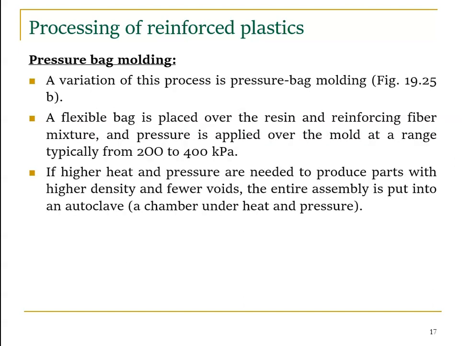The second type is pressure bag molding. The variation of this process is pressure bag molding, where a flexible bag is placed over the resin. In the previous case we placed the vacuum bag below the fiber. Here we use a flexible bag on top of the resin reinforced with fiber mixture, and pressure is applied over the mold, typically in the range of 200 to 400 kilopascal. If higher heat and pressure are needed to produce parts with higher density and fewer voids, the entire assembly is put into an autoclave, a chamber under heat and pressure. So this is what pressure bag molding is.